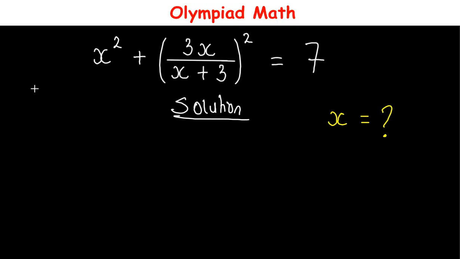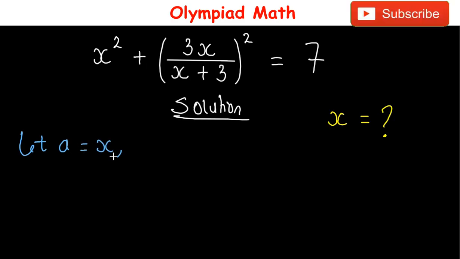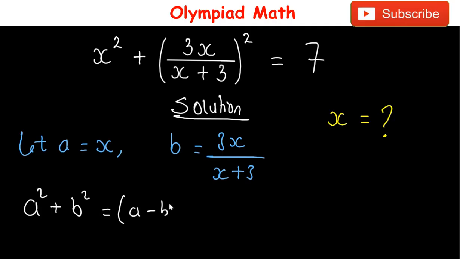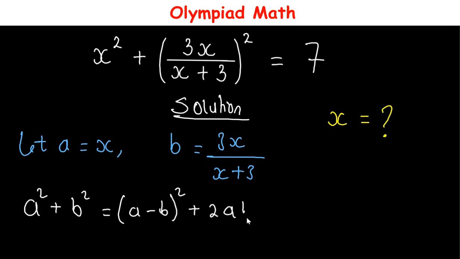so we are going to say that let a equal to x while b equals to 3x over x plus 3. So this equation then becomes a squared plus b squared, and this is equal to (a minus b) all raised to power 2 plus 2ab.